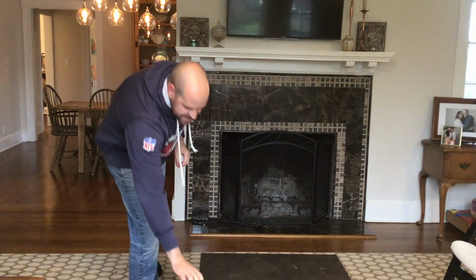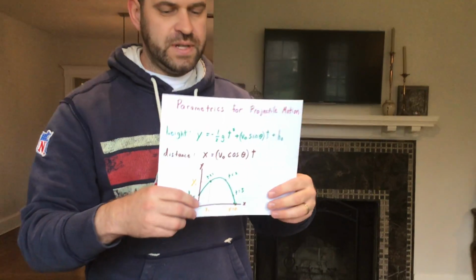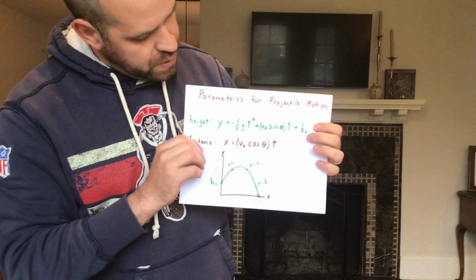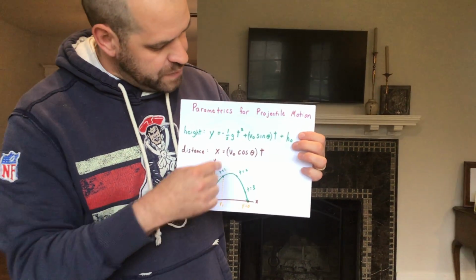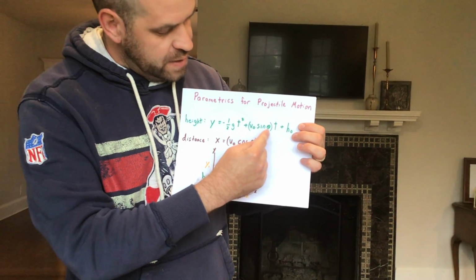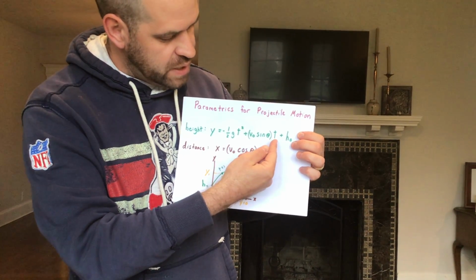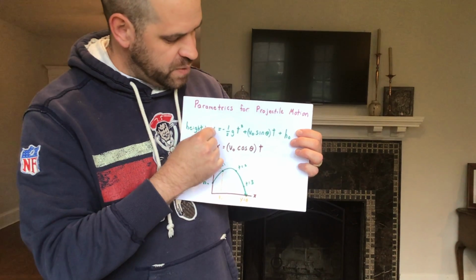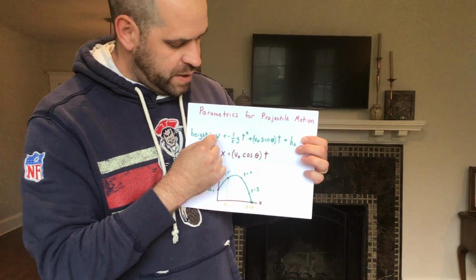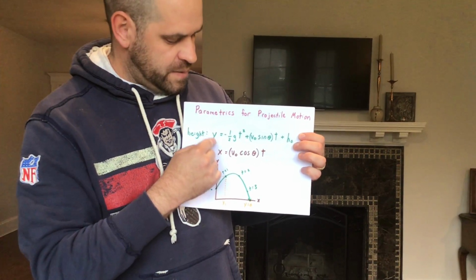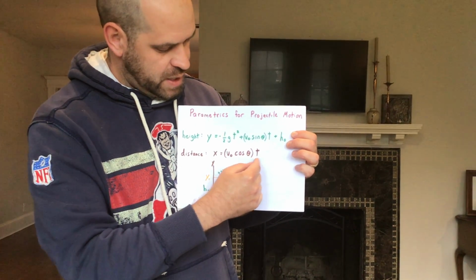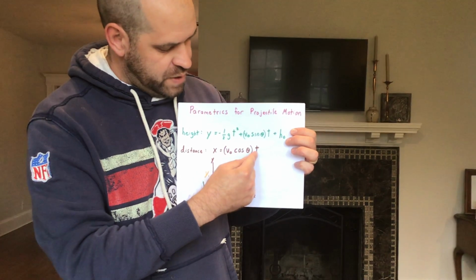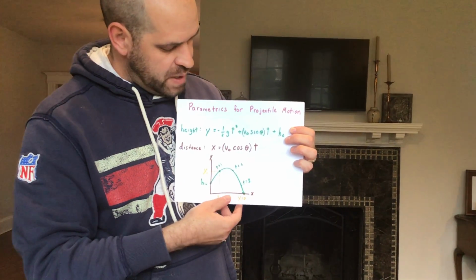The equation is a combination of those ones we looked at earlier, where the y component is negative 1/2 g, that's acceleration due to gravity, t squared, plus v sub 0 sine theta as the coefficient in front of t, plus h sub 0. So a very similar equation to the one on the other page for the height. Now the distance is v sub 0 cosine theta times t, where this is the coefficient for the x value.